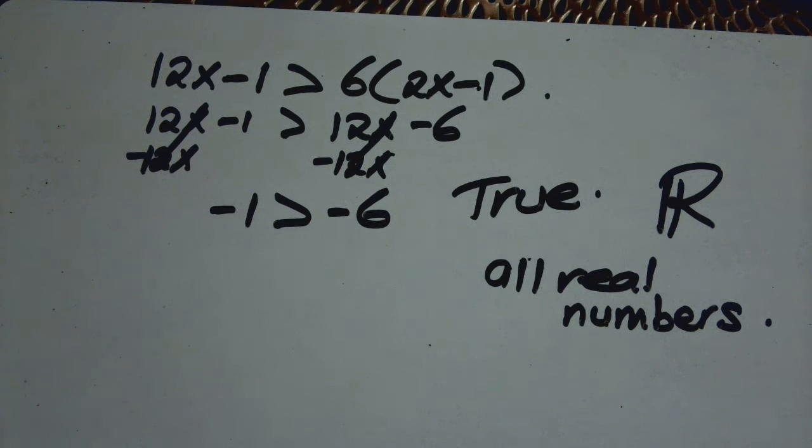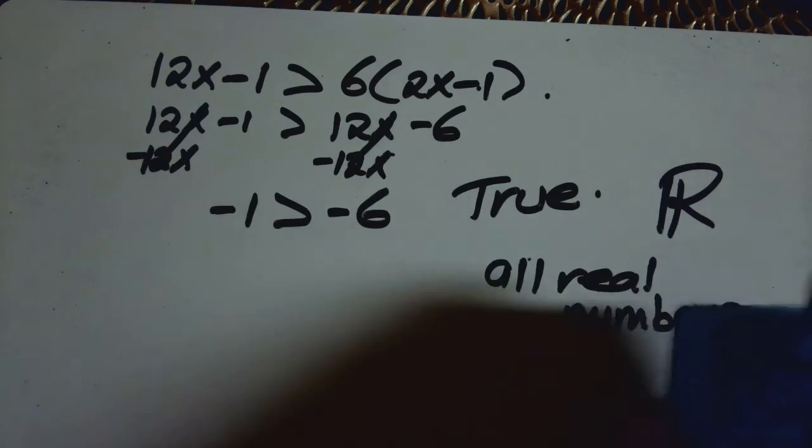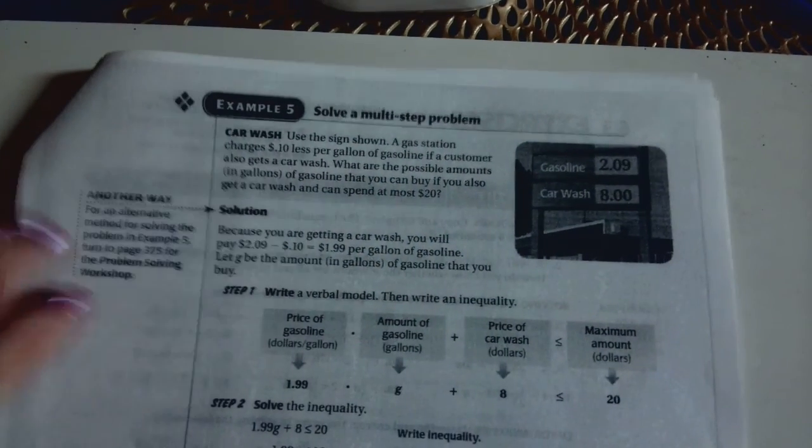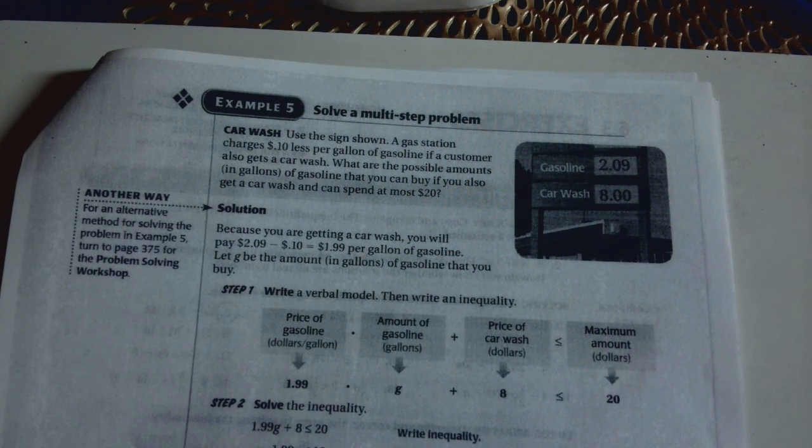We're going to do one quick word problem here. And I'm just going to throw up the one that they have, and we can just read it because it makes it so much easier than me trying to explain it. Okay, solve a multi-step problem. So use the sign shown. So it looks like gasoline 2.09. Wow, that was quite a while ago. Well, lately it's gone down, but before this you didn't see it that low for a while. And a car wash is $8.